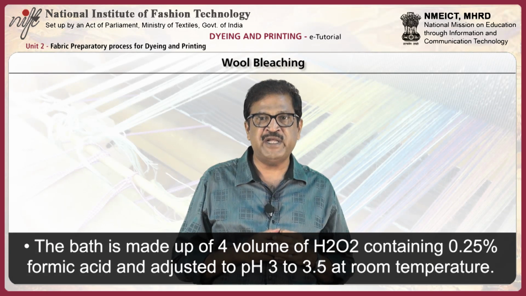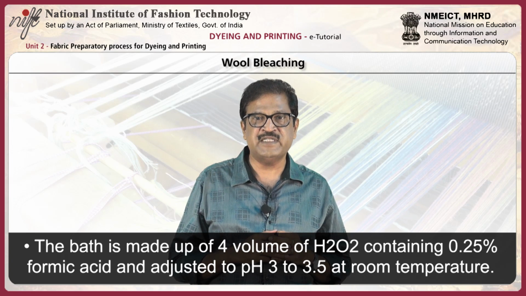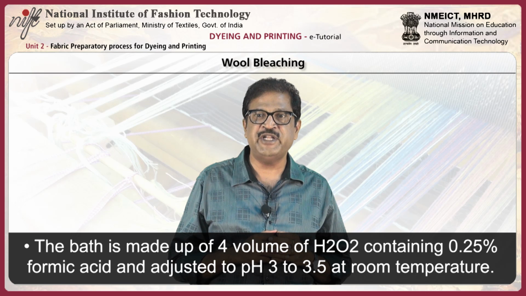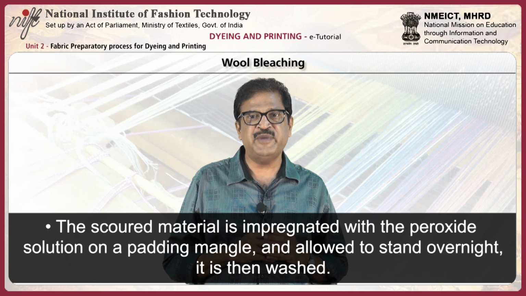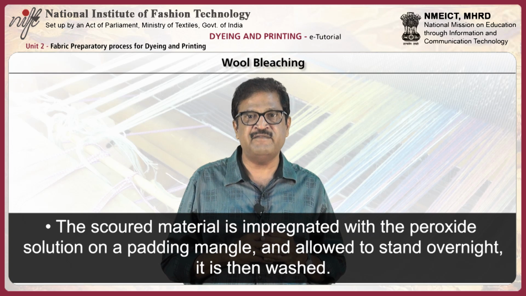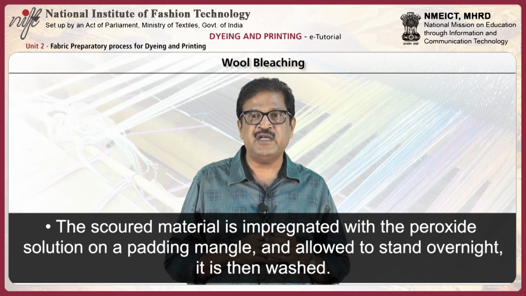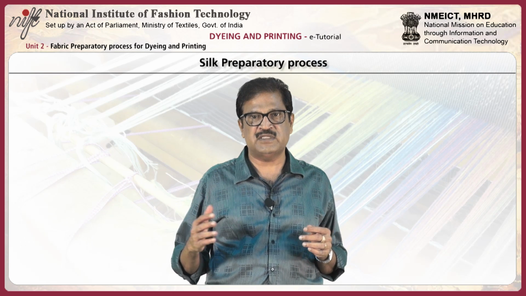The bath is made up of 4 volume hydrogen peroxide containing 0.25% formic acid and adjusted to pH 3 to 3.5 at room temperature. The scoured material is impregnated with the peroxide solution on a padding mangle and allowed to stand overnight. It is then washed. Silk preparatory process.